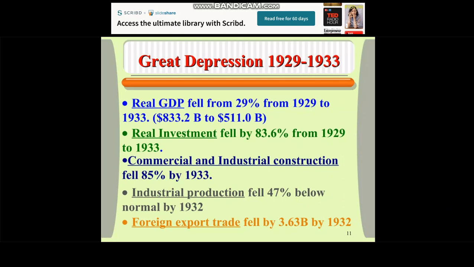Real GDP fell 29% from 1923 to 1933. Real investment fell by 83.6% from 1923 to 1933. Commercial and industrial construction fell 85% by 1933. Industrial production fell 47% below normal by 1932. Foreign export trade fell by 3.63 B by 1932.